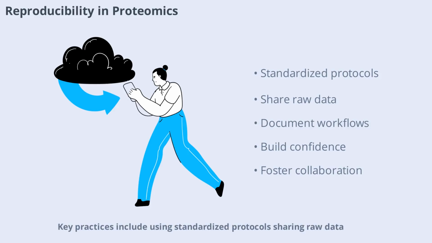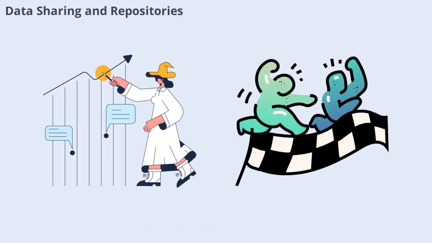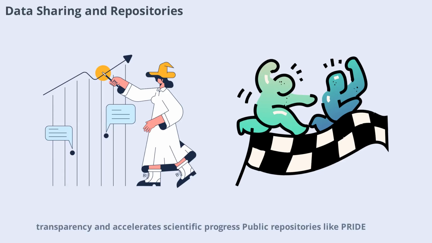Key practices include using standardized protocols, sharing raw data, and documenting analysis workflows. By prioritizing reproducibility, the proteomics community advances knowledge and fosters collaboration. Sharing proteomics data promotes transparency and accelerates scientific progress.